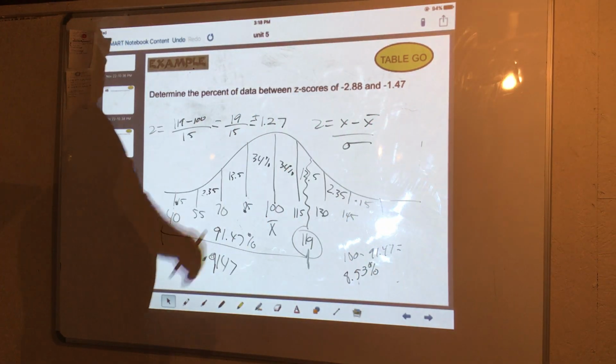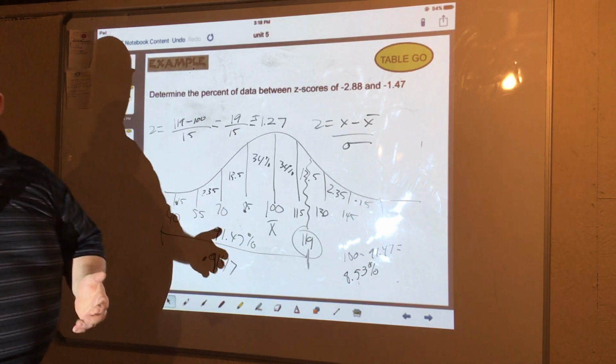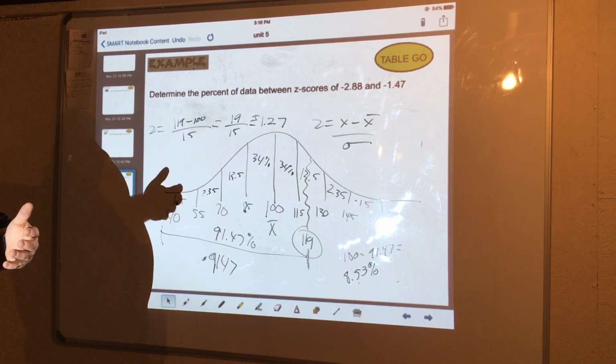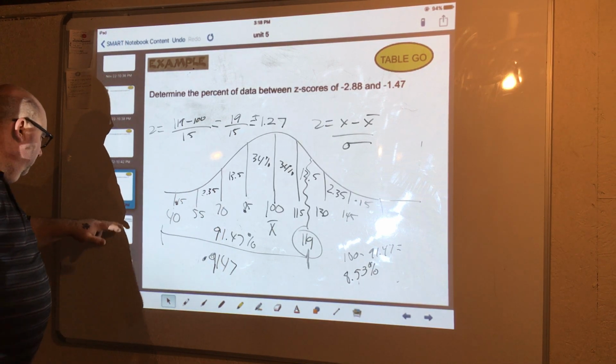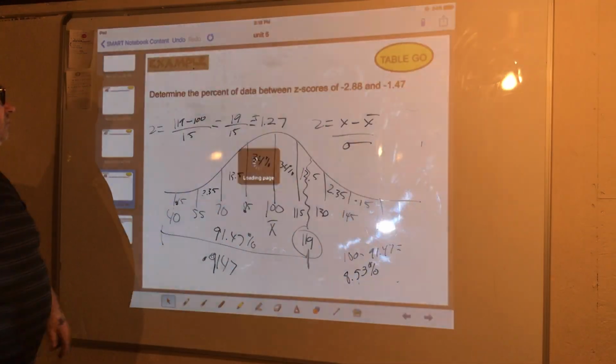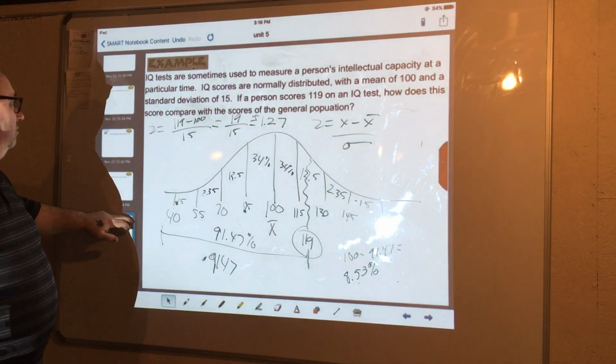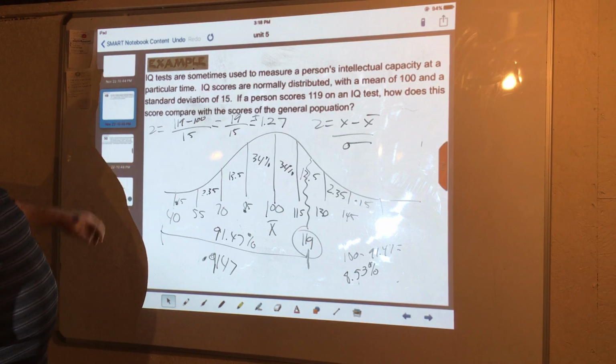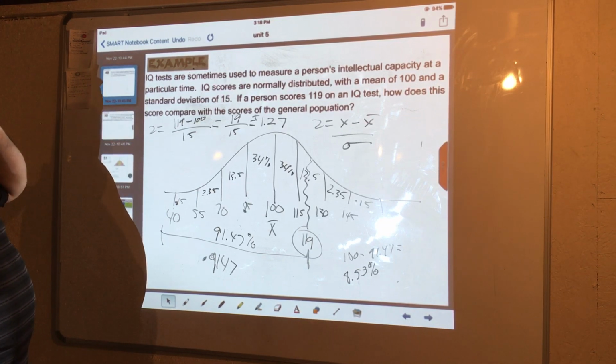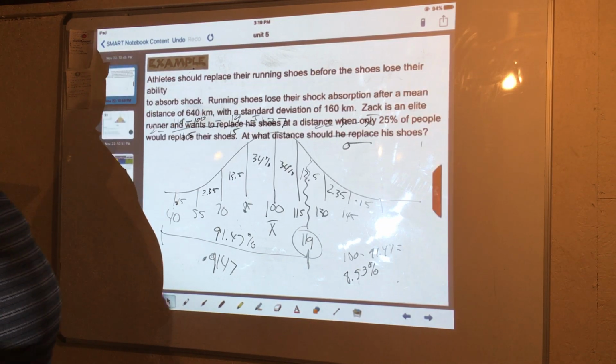So, z-scores and the normal distribution are a way to compare data. Let's see, what's our next example? We should probably move this up a little bit. That's the one we just did. Oh yeah, that's the next one.